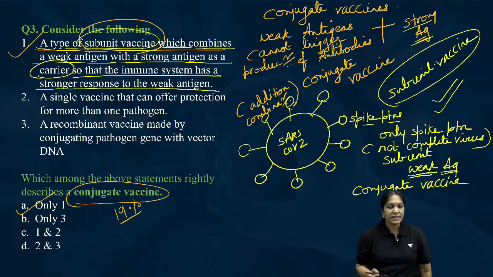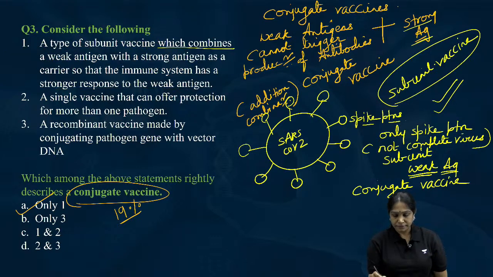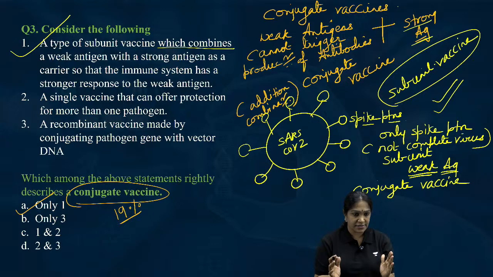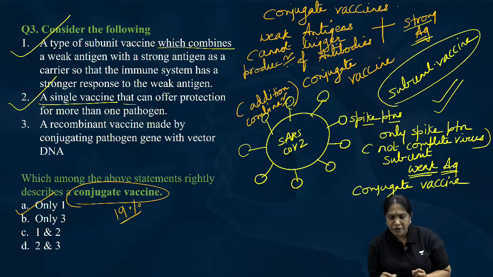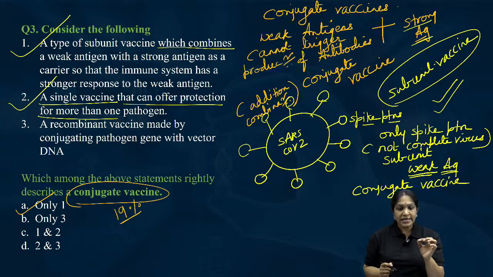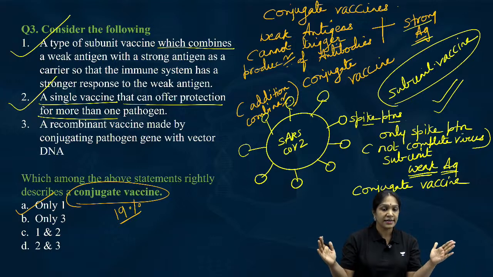So, is the first statement correct? Yes, everybody? Yes, the first statement is correct, because we are just adding a strong antigen to it. We are not taking the complete virus. Next, it is a single vaccine that can offer protection to more than one pathogen. Is that correct?